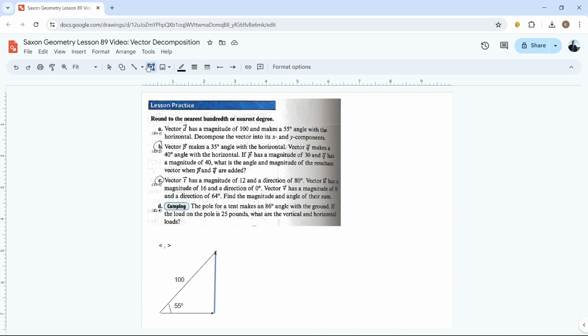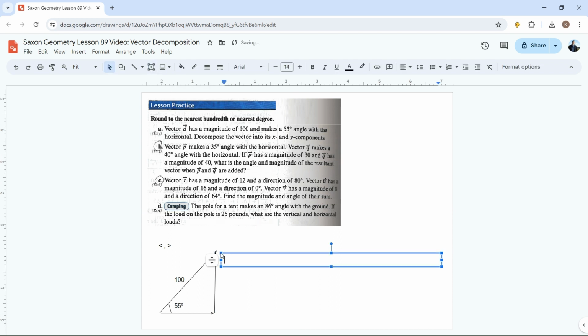Can I find the lengths of the horizontal and vertical vectors? If I know the resultant here, I sure can. And the way I'm going to do it is by using sine and cosine. So I'm just going to note that the cosine of 55 degrees equals, let's see, what is the ratio of the adjacent? It's going to be the adjacent side and the hypotenuse on a right triangle. So in this case, I don't know the adjacent side. I'm going to call it x, but I do know the hypotenuse is 100.